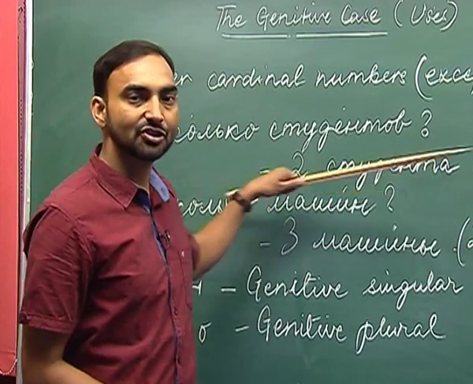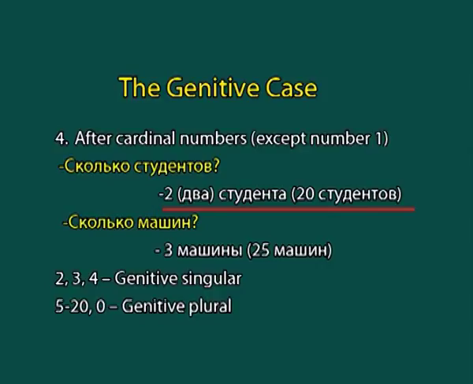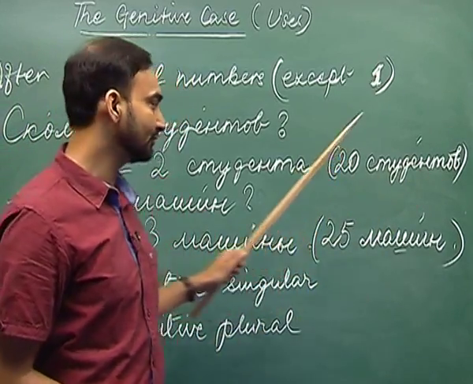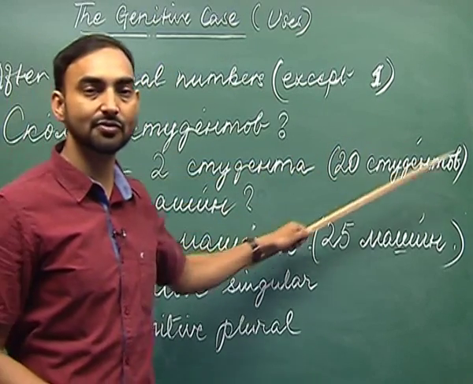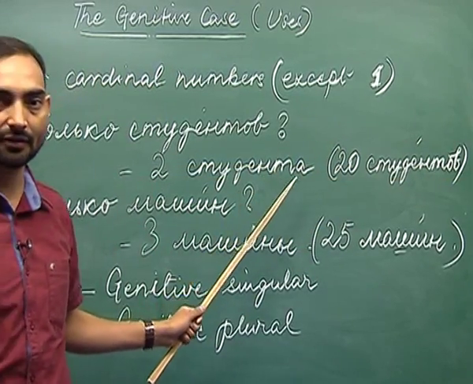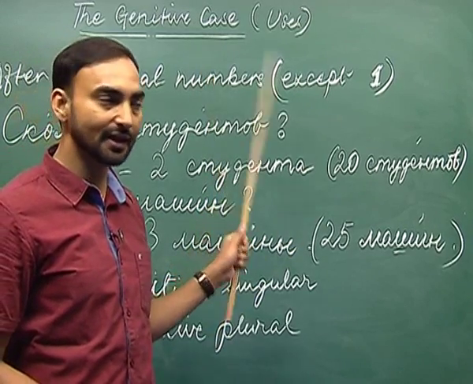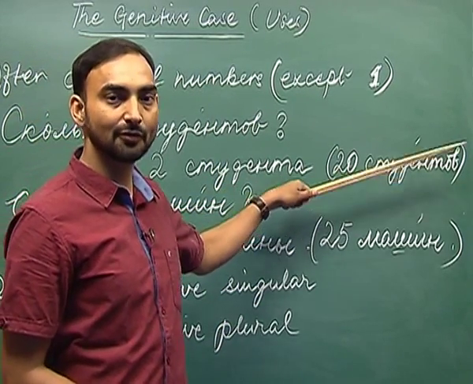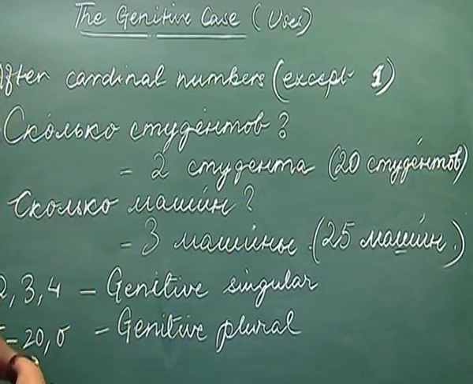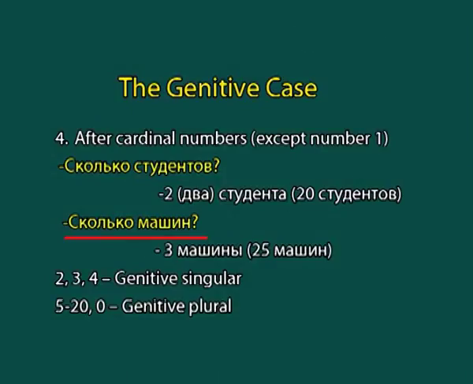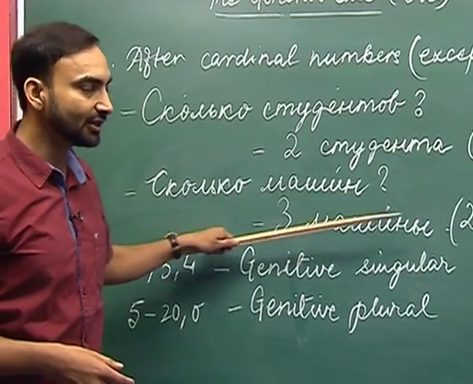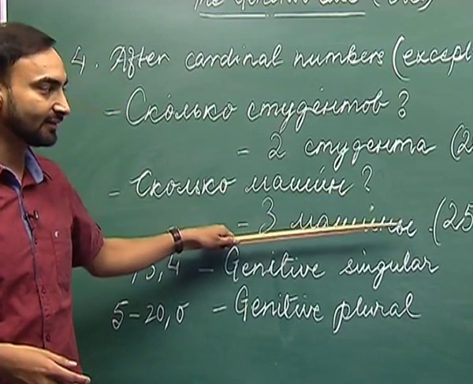Tri studenta, chetyre studenta, and if it is 5 up to 20 or if it ends with 0, we use genitive plural. Dvadtsat studentov. Two studenta, but twenty studentov. So, studenta is the genitive singular form of the noun student and studentov is the genitive plural form of the noun student. Skolko mashin, how many cars? Tri mashiny, 3 cars, there are 3 cars.